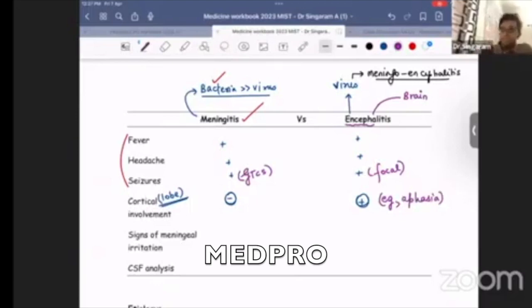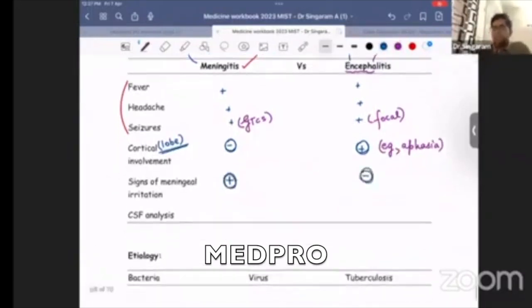Signs of meningeal irritation, very obvious question, where will it be present? In meningitis only. Signs of meningeal irritation are absent in encephalitis. Now, CSF analysis will definitely be abnormal in meningitis. In fact, the best investigation to diagnose a case of meningitis is CSF analysis, which I think all of you should know about.